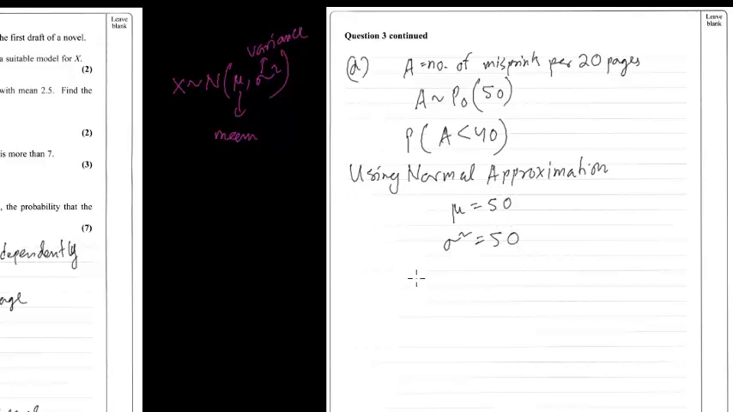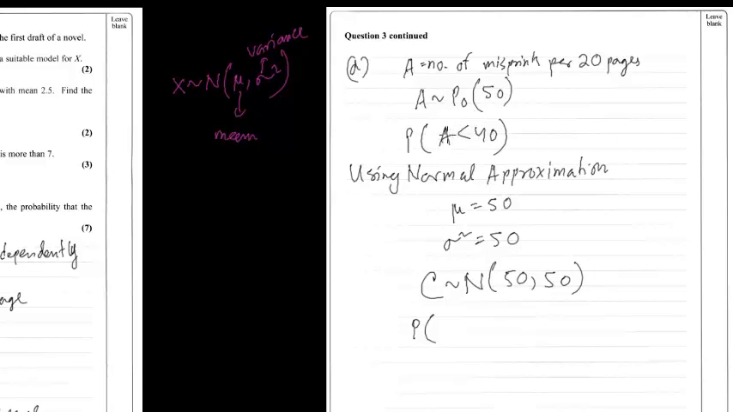So what alphabet can we use? We cannot use B because B is for binomial. We can use C. The letter C is free. So normal approximation, mu is 50 and sigma square is also 50. That means we have to find the probability using this.